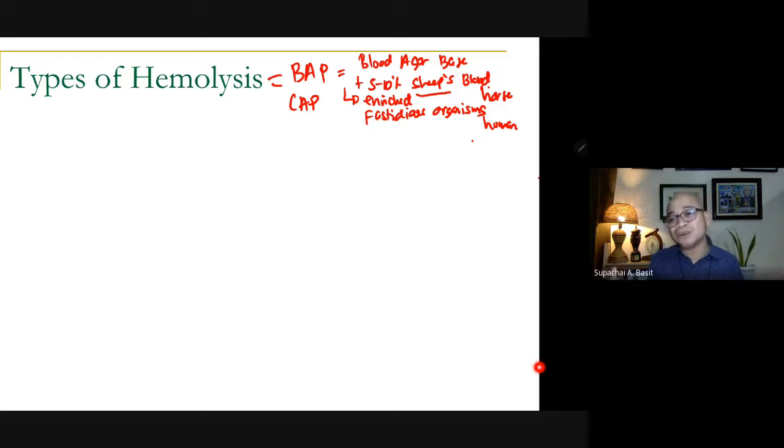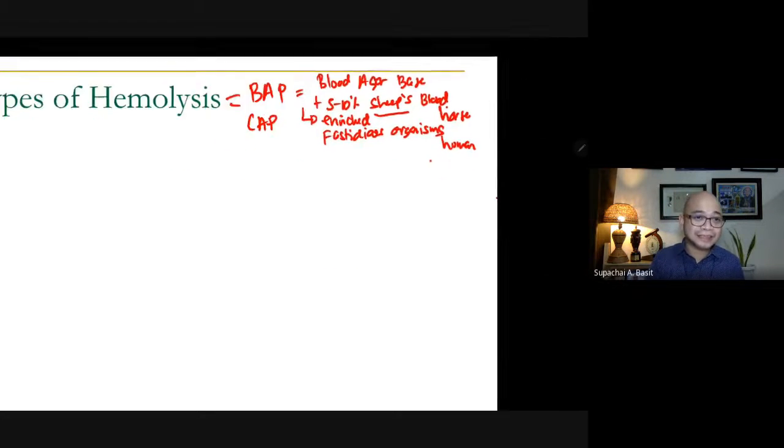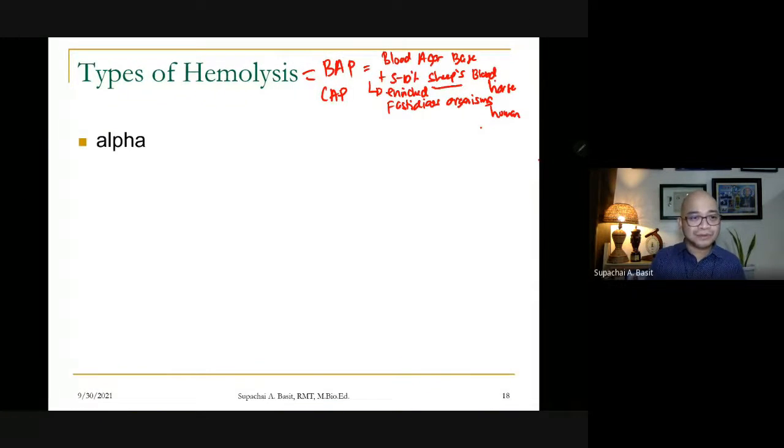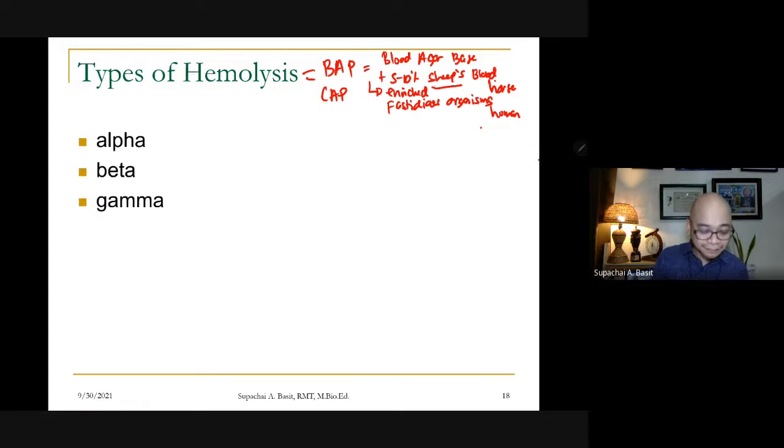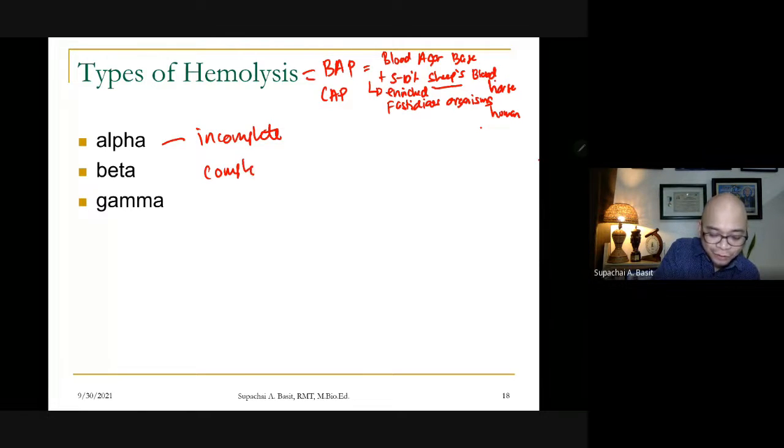So let's now talk about the types of hemolysis. Alpha, beta, and gamma. Here it is incomplete. I have explained this to you a while ago. And we have here incomplete. And gamma means there's no hemolysis.